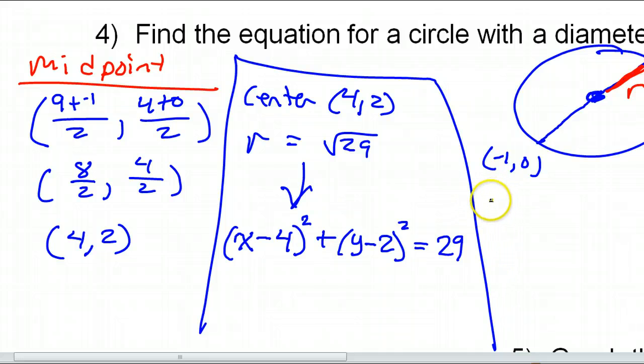I thought, okay, when you have the fraction for the midpoint, you add on the top, you don't subtract. Correct, because midpoint is just the average. So add them up and divide by 2. Okay?